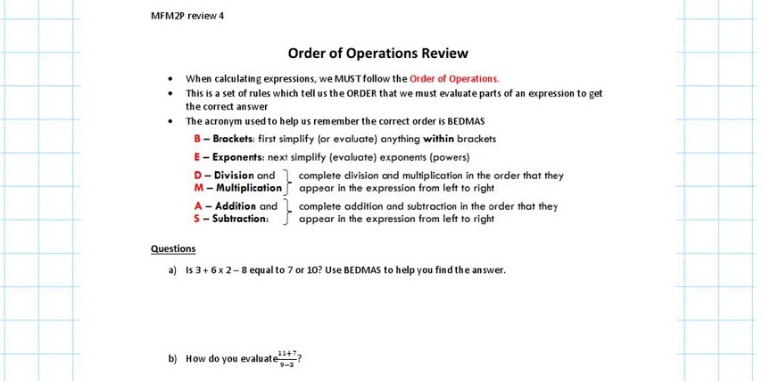first, okay? B stands for brackets. So you always have to simplify brackets, or evaluate anything within brackets. You look at your brackets: can you simplify whatever is inside that bracket, okay? That's what you want to do first. Followed by that, you want to do anything that has an exponent.